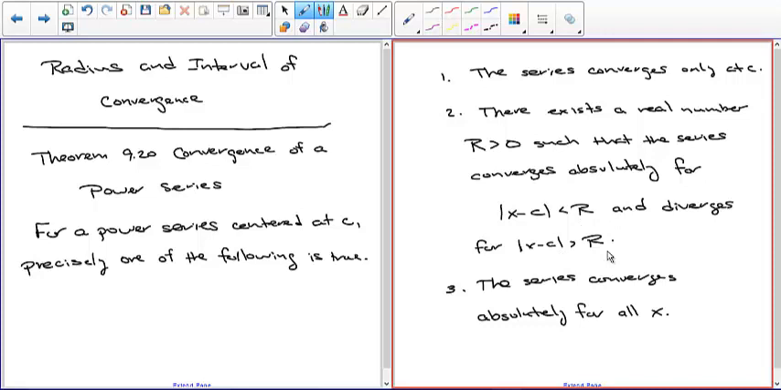So what that's saying is that the radius of convergence can be finite, and it always goes plus or minus the same amount. And if you stay within that plus or minus, then it converges for all values of x within that interval. But if you go outside of that interval, more than plus or minus the radius of convergence, then it diverges. And the third choice is that the series converges absolutely for all values of x. So the sine, the cosine, the e to the x, those are examples of power series which converge for all values of x.